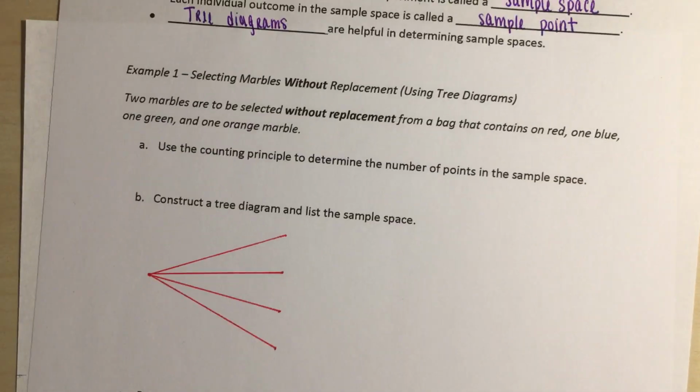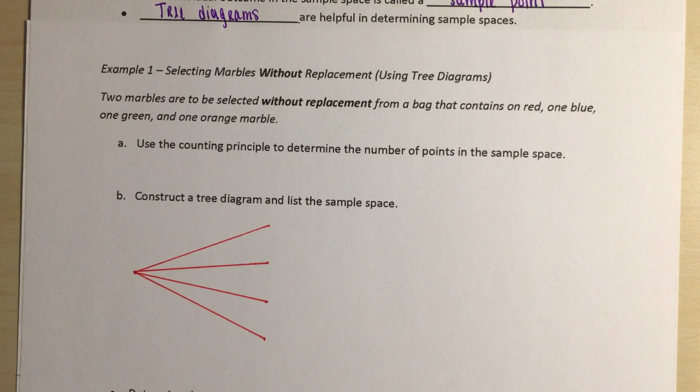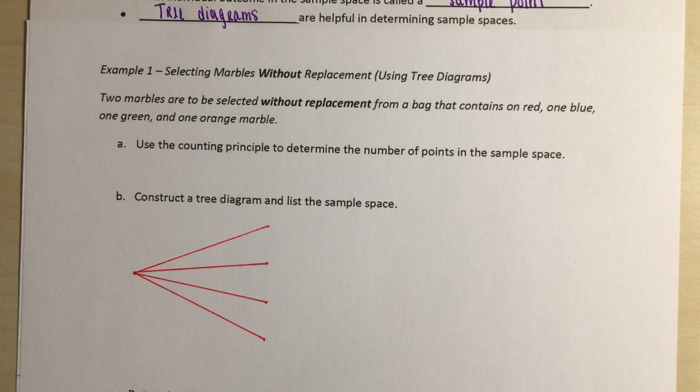All right, so in example 1, we are going to select marbles without replacement using our tree diagrams. So for part A, 2 marbles are to be selected without replacement from a bag that contains 1 red, 1 blue, 1 green, and 1 orange marble. Use the counting principle to determine the number of points in the sample space.